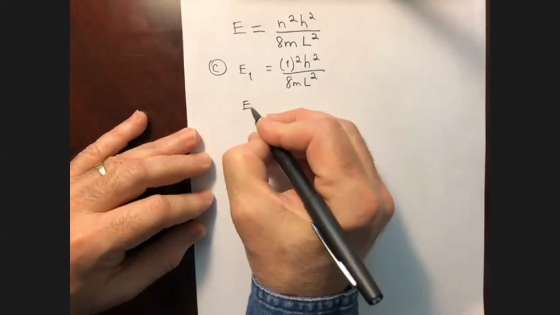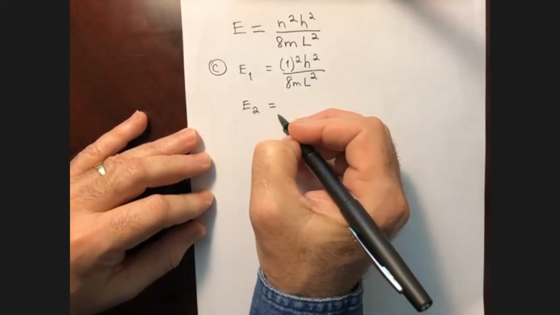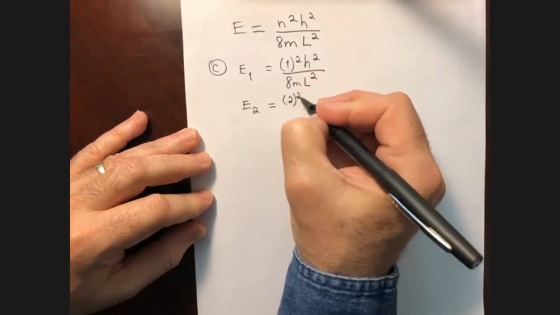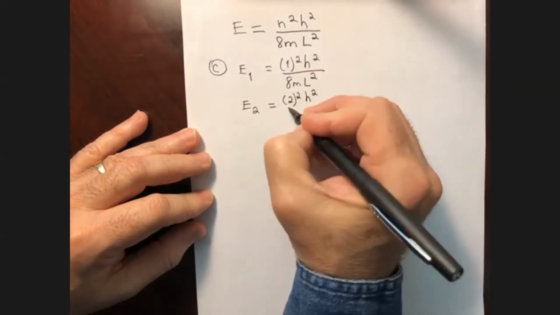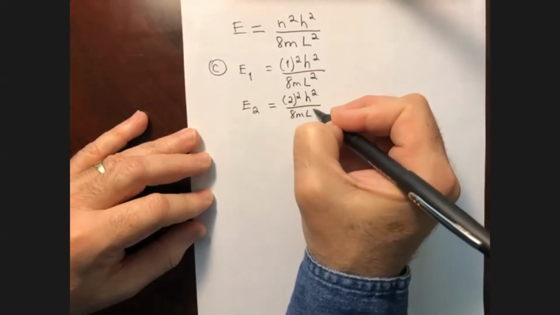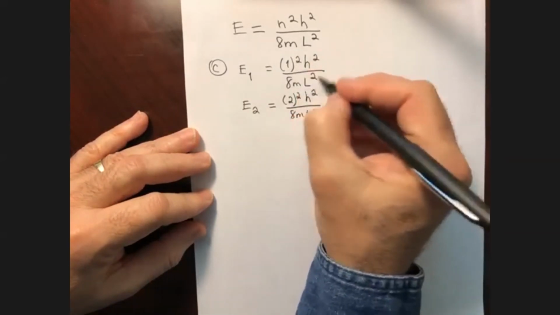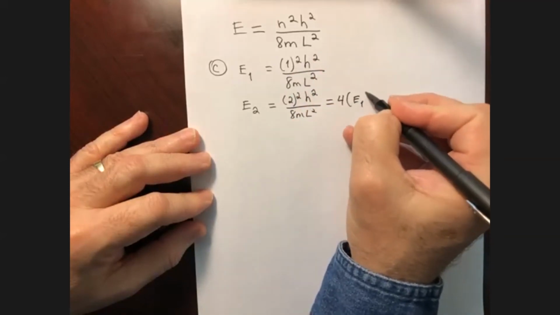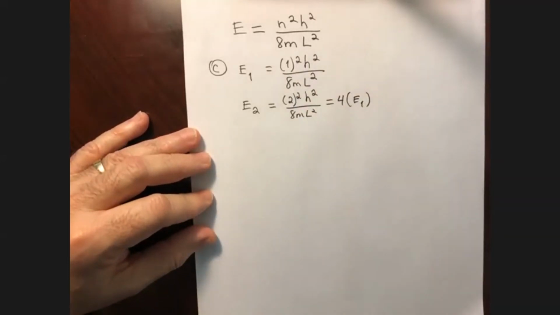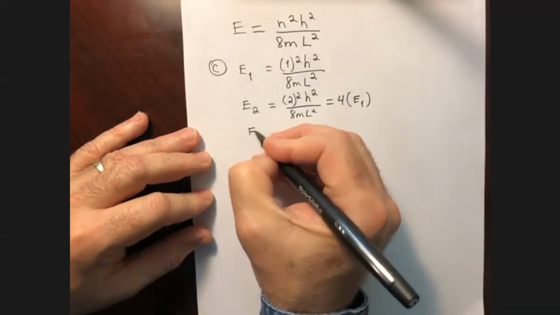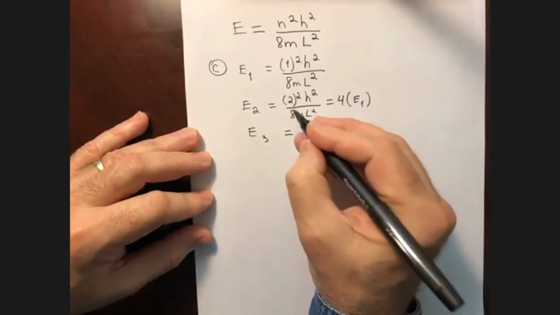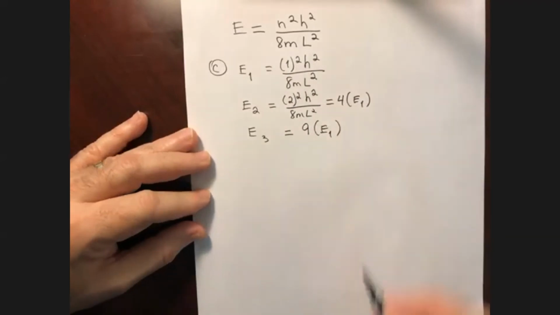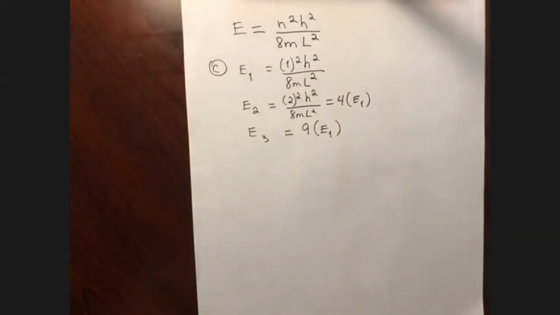It doesn't go to zero. So E2 essentially would be 2 squared h squared over 8mL squared. But since all of this unit is E1, this means that this would be 4 times the energy of the fundamental harmonic. E3, if you continue extending this, would be essentially 3 squared, so 9 times the initial harmonic. Right?